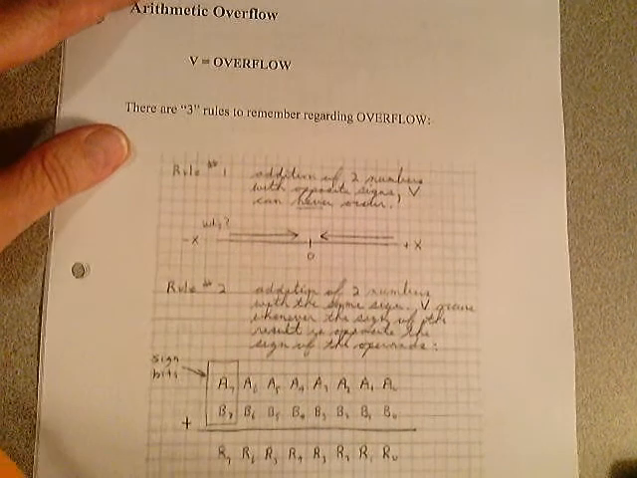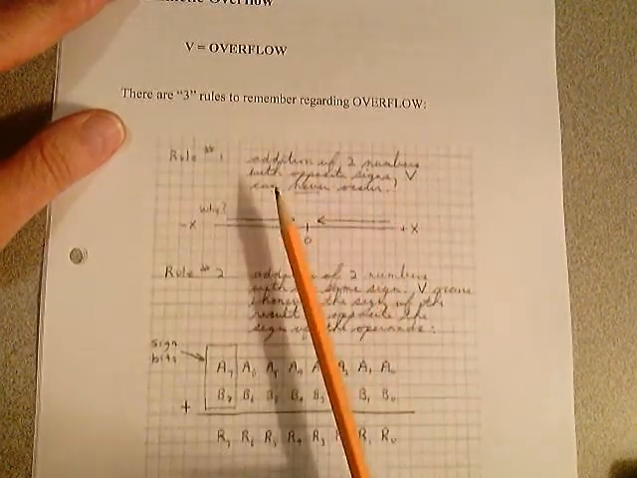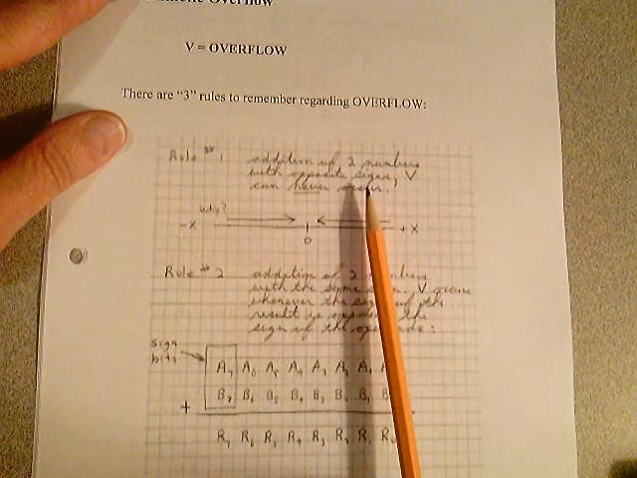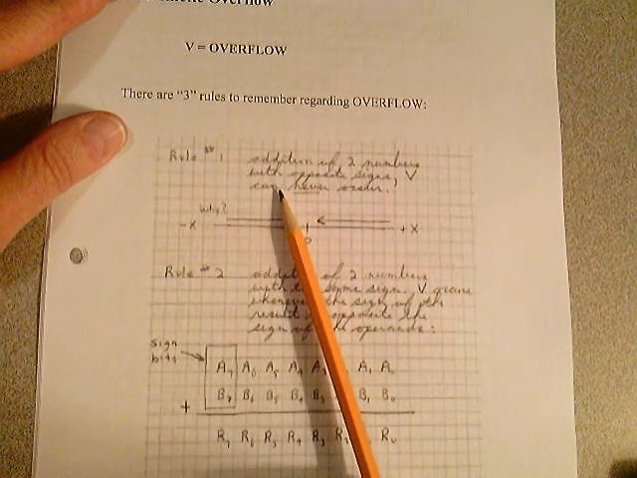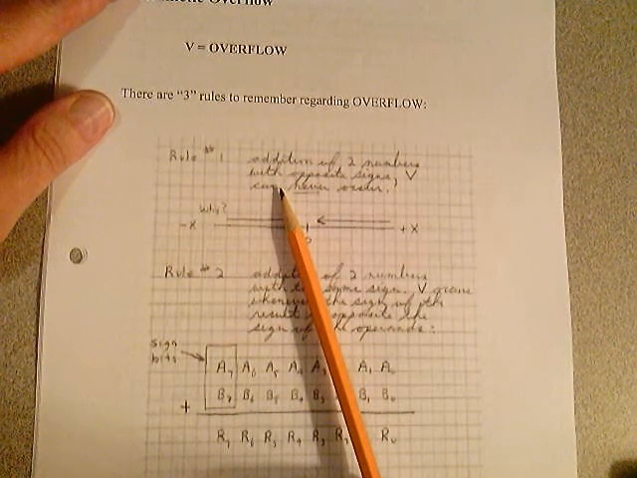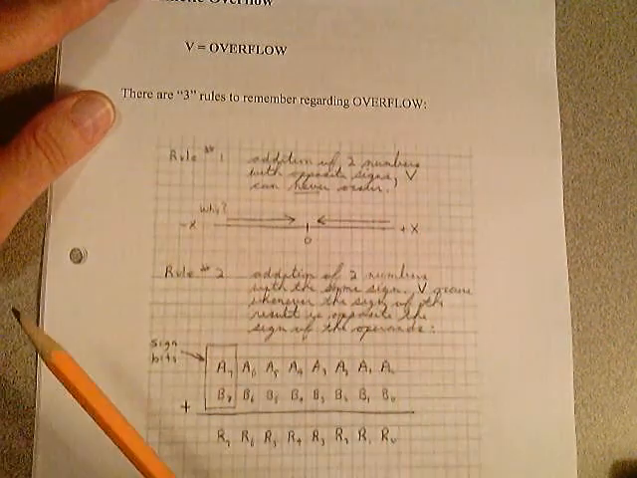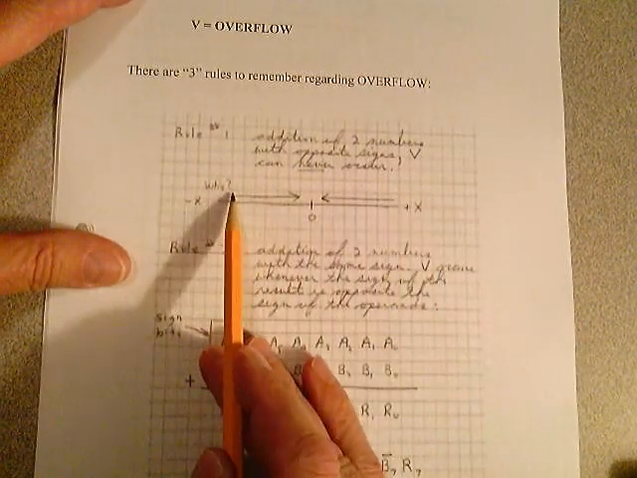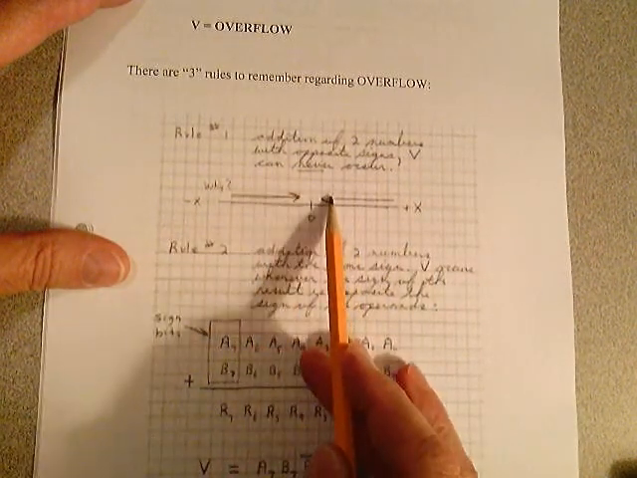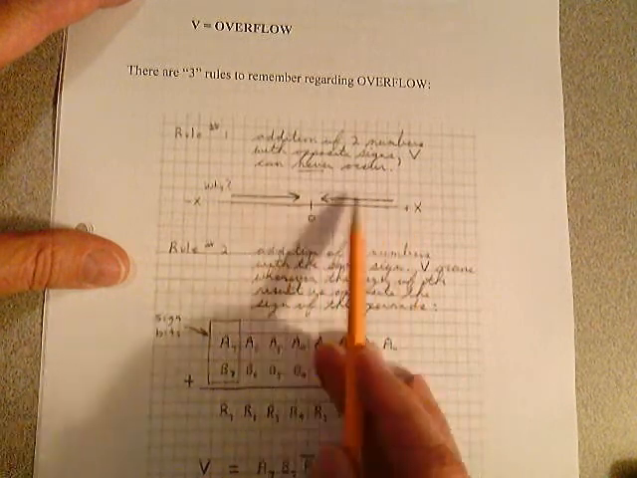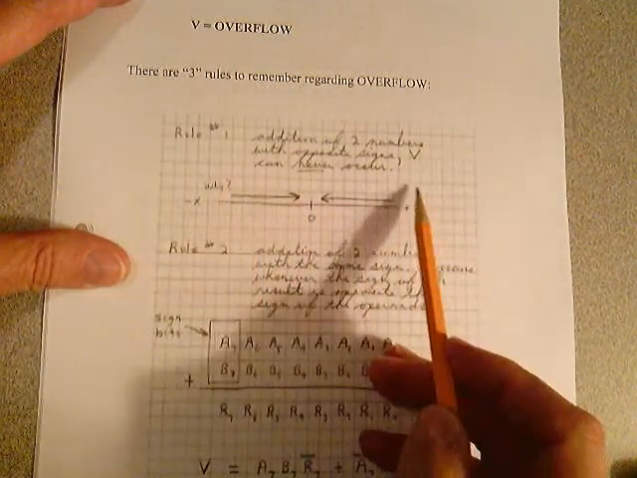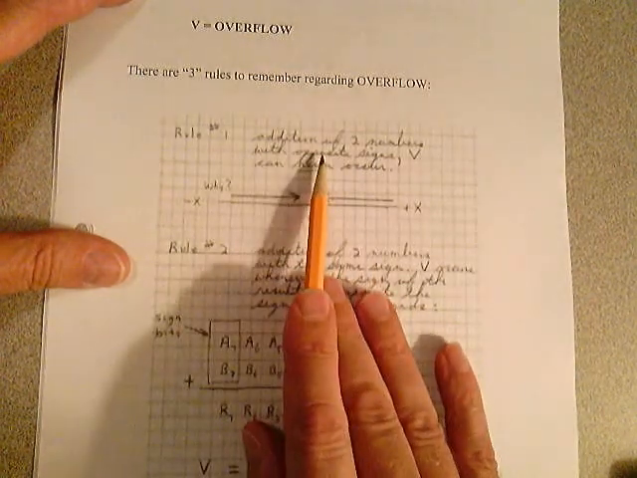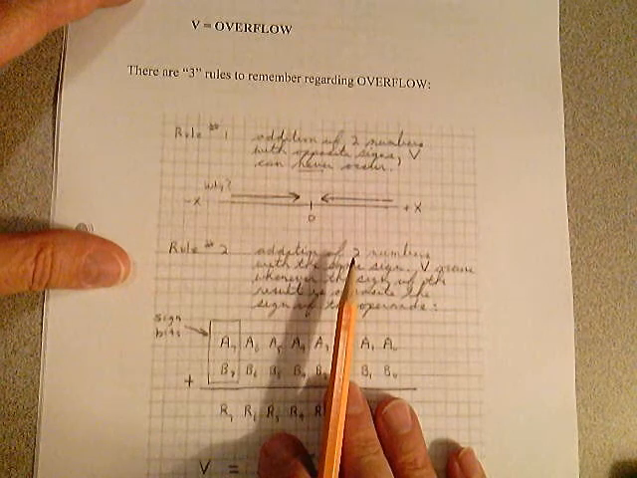Rule number 1, in the addition of 2 numbers with opposite signs, overflow can never occur. You can never get an overflow condition when you're adding 2 numbers with opposing signs. Why? Here's a Cartesian coordinate plane. Because you have a negative number and you're adding it to a positive number, the result is getting closer together. You're not out at the extremes here. Just remember that. You'll never get an overflow if the 2 numbers have opposite signs.